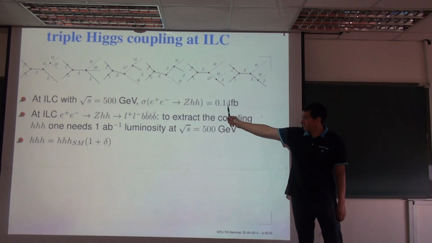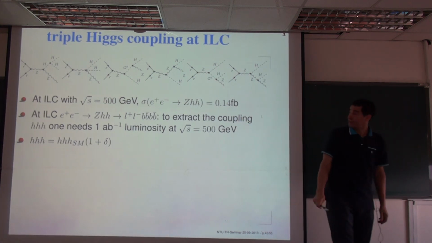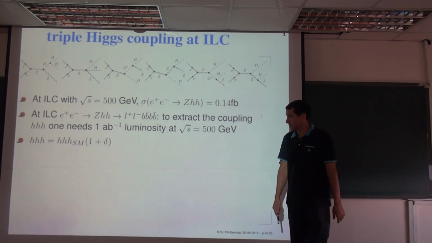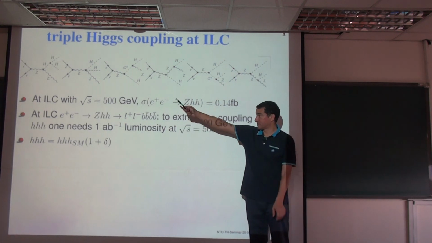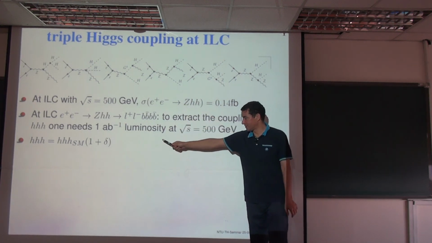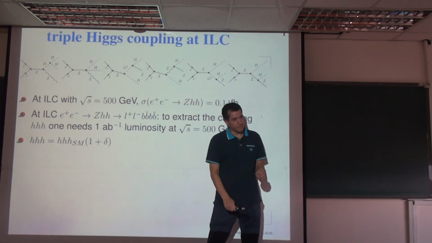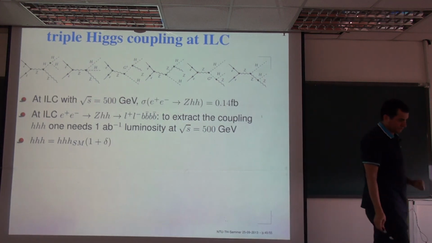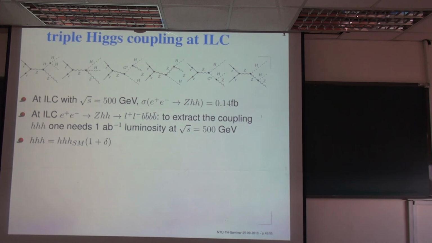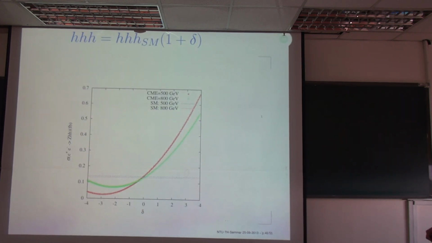The cross section at 500 GeV is rather small. It's 0.14 femtobarn. That means that if you want to measure this triple coupling at a linear collider, you need a very high luminosity, which is 1000 inverse femtobarn. And so I did the same exercise here. We just write the coupling, the standard model coupling, as 1 plus some correction, and plot this cross section.